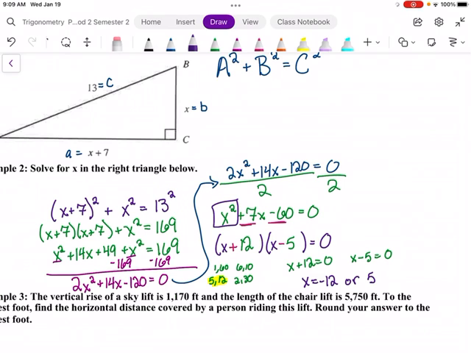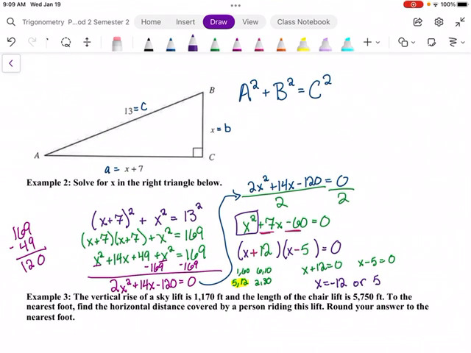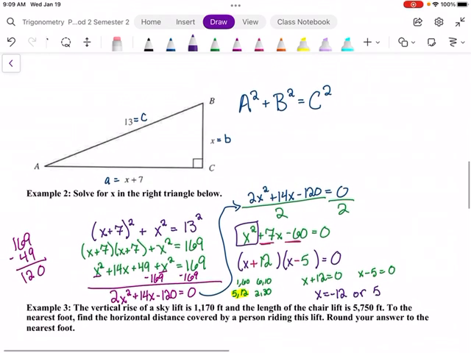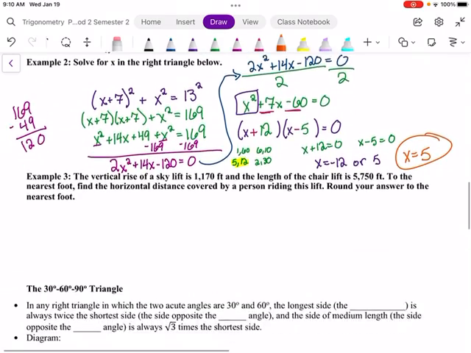And then we need to go back and make sure this makes sense in our triangle. So we have a side length that is just x. That tells us x cannot be negative because a side length of a triangle can't be negative. So our final answer is just going to be x equals 5. There you are.